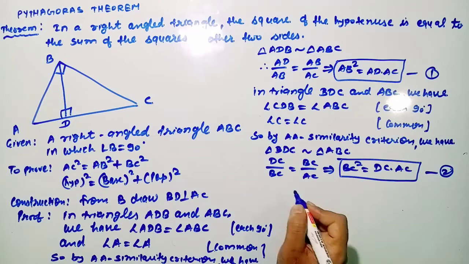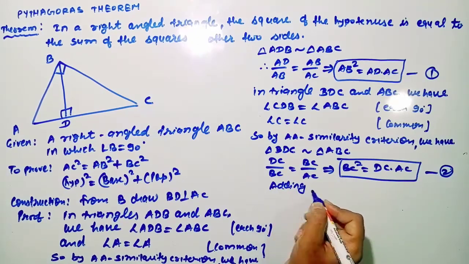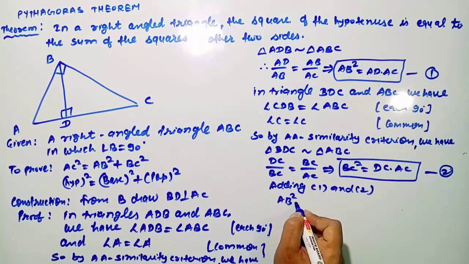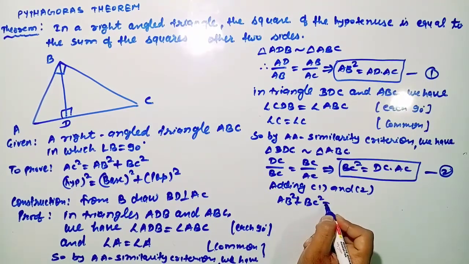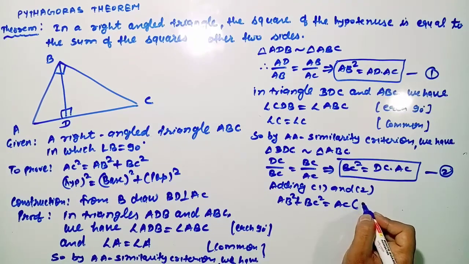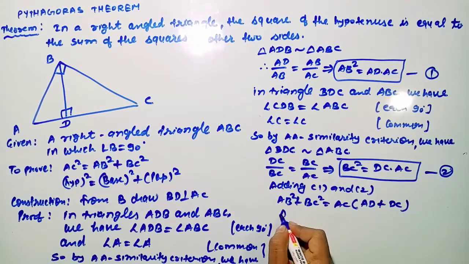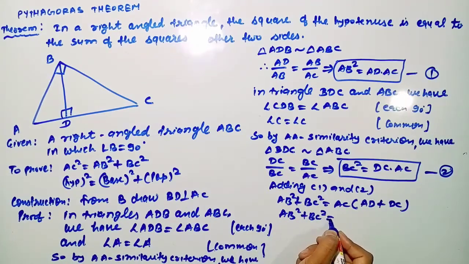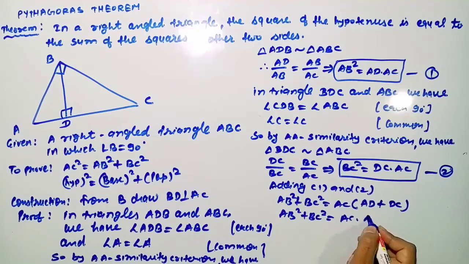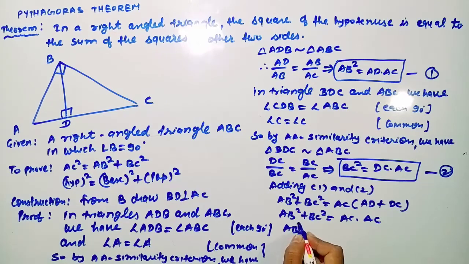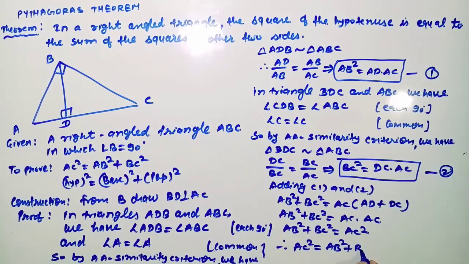Now adding result 1 and result 2, here in both the results AC is common, so we can write AB square plus BC square. AC is common term, so we can write AD plus DC, and AD plus DC gives the value of AC. So AB square plus BC square is equal to what? AC into AC. So we can write AB square plus BC square is equal to AC square. It means AC square is equal to AB square plus BC square.